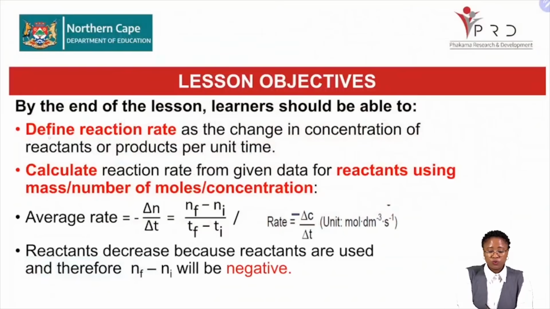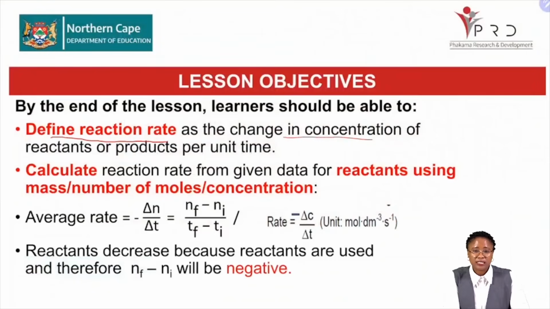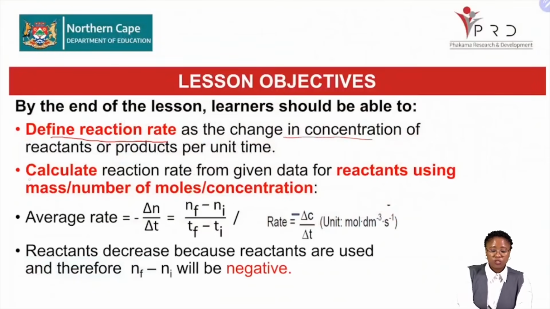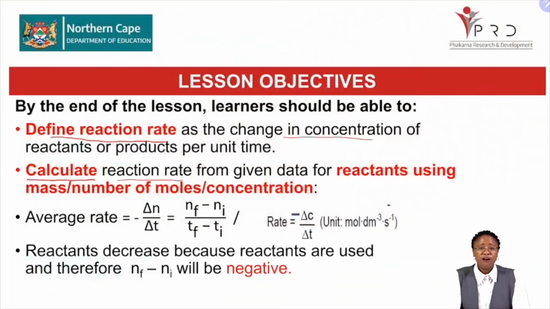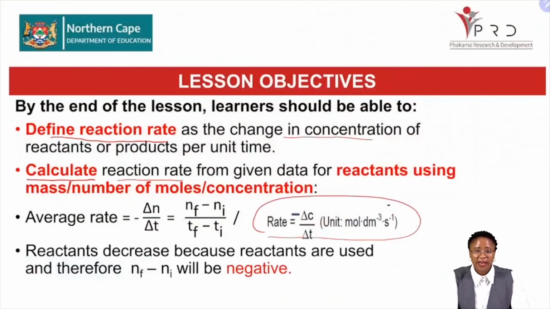You should be able to define the reaction rate as the change in concentration of the reactants or products per unit time. You also need to be able to calculate the reaction rate from the given data for reactants using either the mass, or you can be given the number of moles, or you can be given the concentration. So this is the basic equation for rate. However, as I said, the examiner can expect you to calculate the rate using either the mass, the number of moles, or even concentration, right?